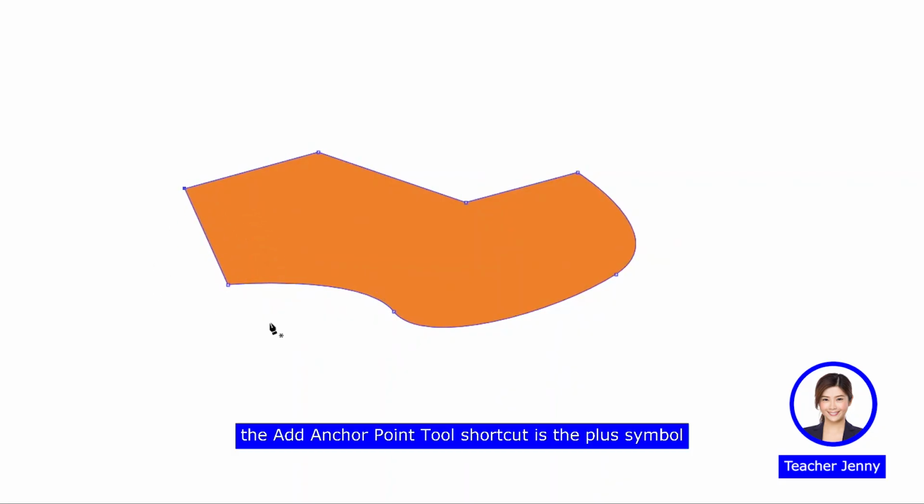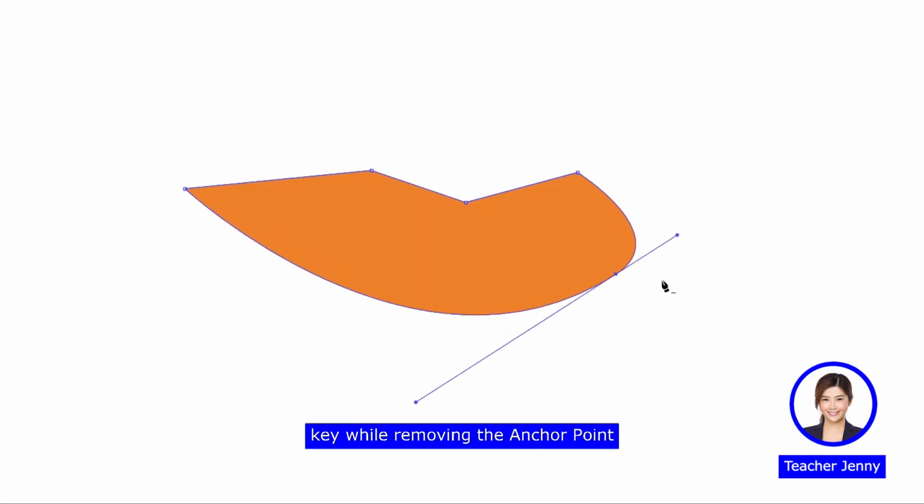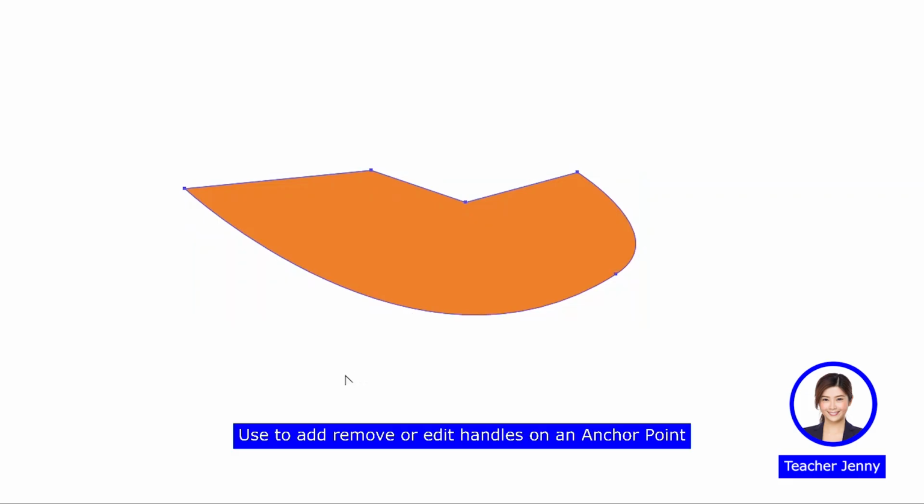The Add Anchor Point tool, shortcut is the plus symbol. It adds a new anchor point to a path. The Delete Anchor Point tool, shortcut is the minus symbol. It removes an anchor point from a path. Bonus tip: if you hold the Shift key while removing the anchor point, the path will be recalculated to stay the same. The Anchor Point tool, shortcut is Shift-C, used to add, remove, or edit handles on an anchor point.